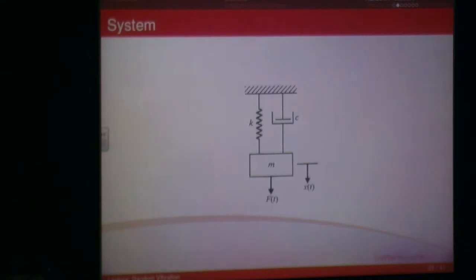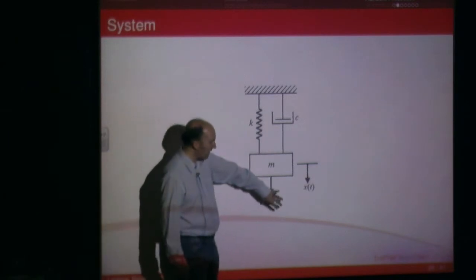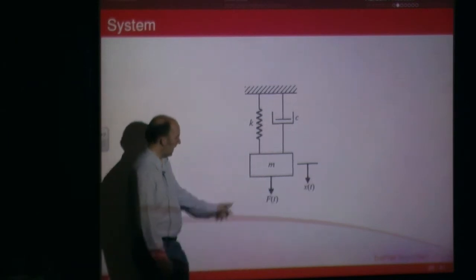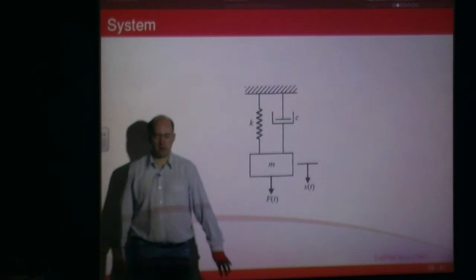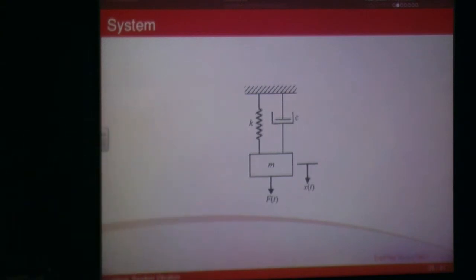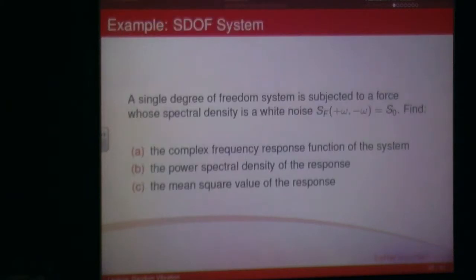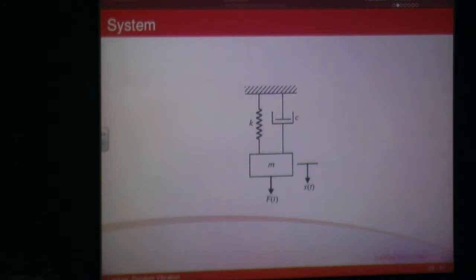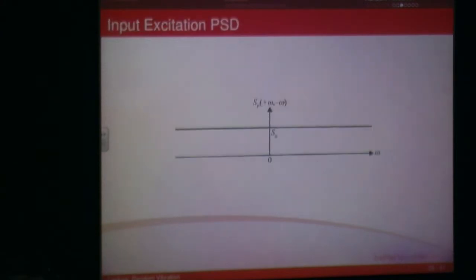It's a mass spring damper system. I've got a force that's being input. I've been given the PSD of the force, and I've got to find my various terms in terms of X. It says there, I've got to find the complex frequency response, the power spectral density of the response, and the mean square value of the response. So, complex frequency response: there's my input, like I said, it's a constant force.